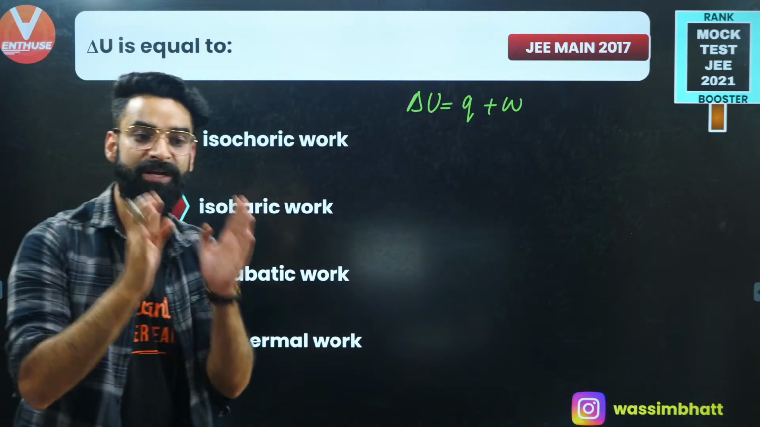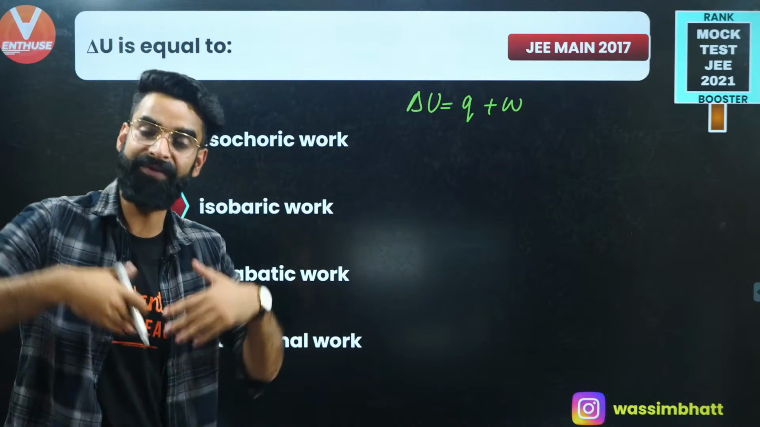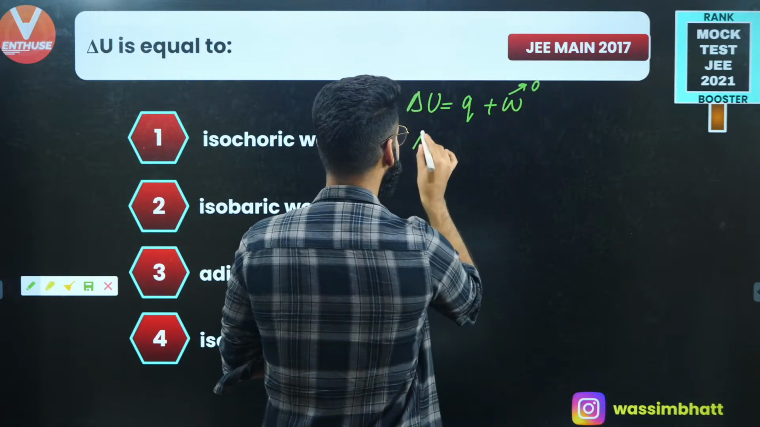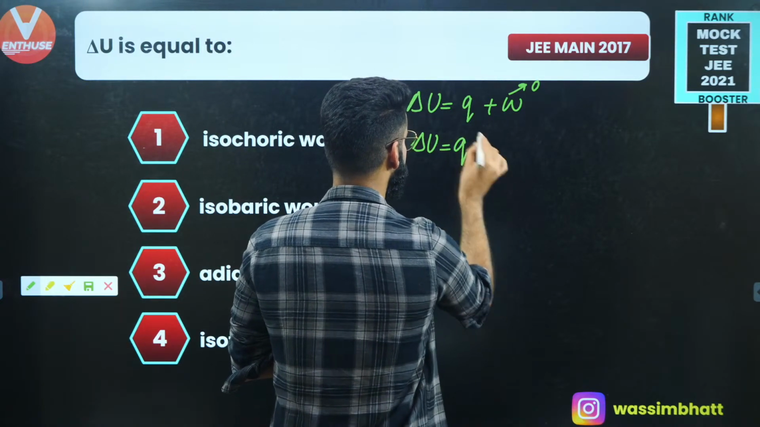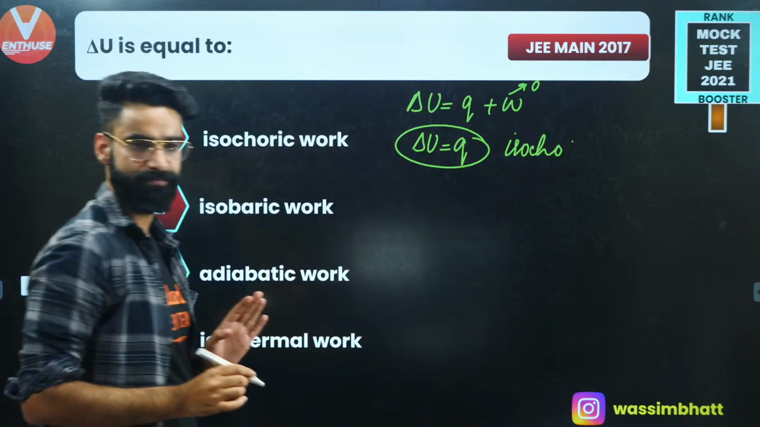In case of isochoric process in which volume is constant, delta V is 0. If delta V is 0, W is 0. So for isochoric process, W is 0. That means delta U is equal to Q. So for isochoric process, delta U is equal to Q.